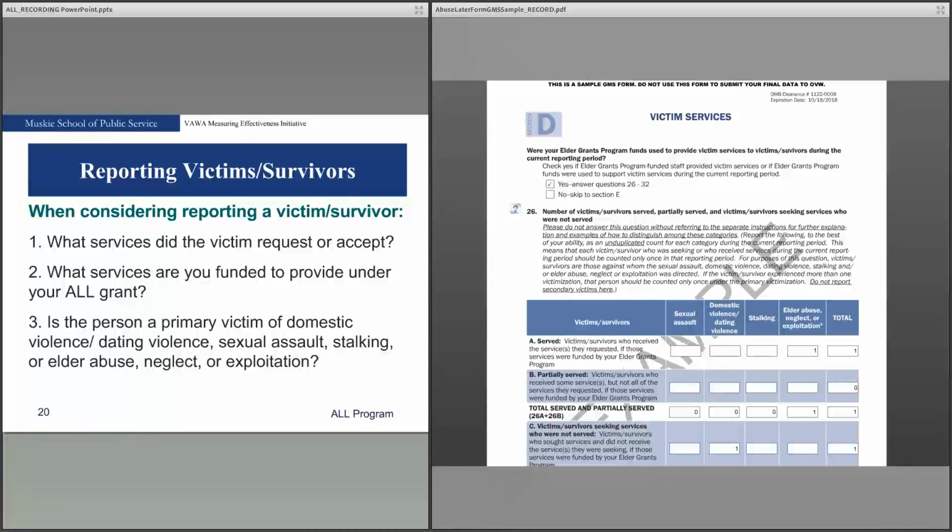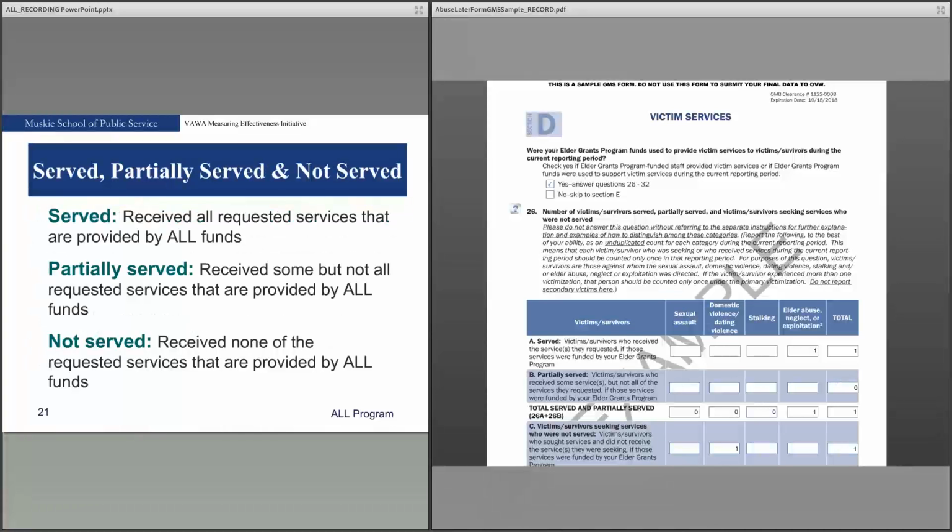The last question you must ask yourself is, is the person a primary victim of domestic violence, dating violence, sexual assault, stalking, or elder abuse, neglect, or exploitation? A victim must be a primary victim of one of these to be served using grant funds and to be counted in the victim services section of your progress report. A note for elder abuse, neglect, or exploitation: if abuse is by an intimate partner, report in the elder abuse category only when you are not able to report in one of the previous categories of domestic violence, sexual assault, or stalking.